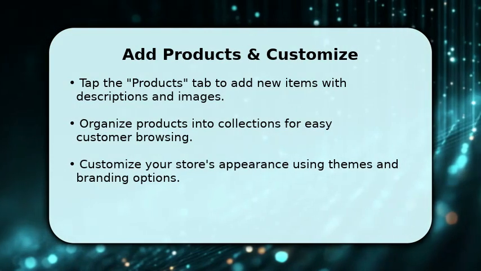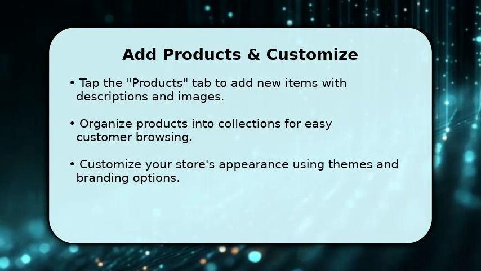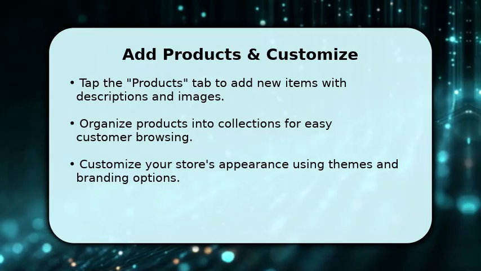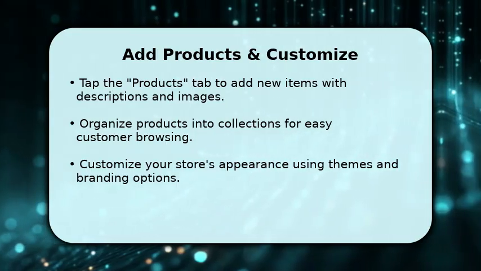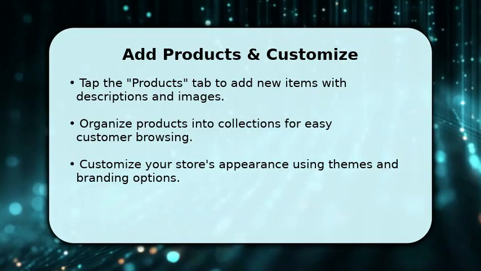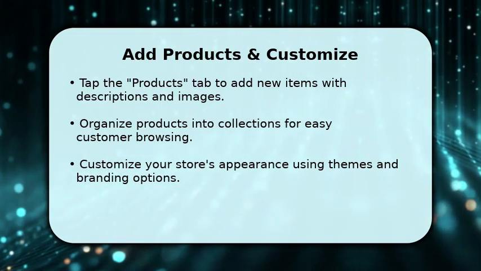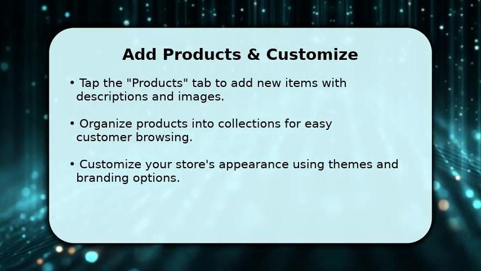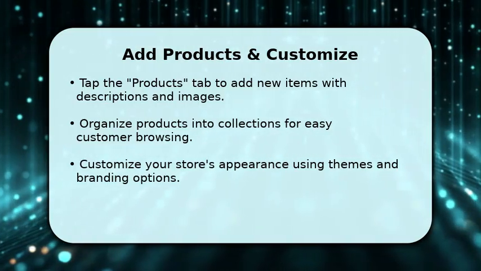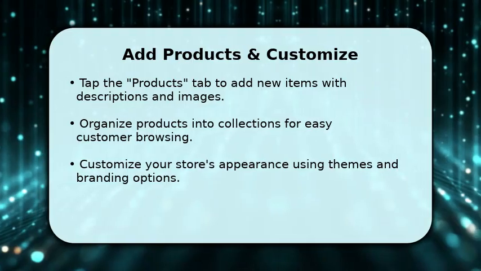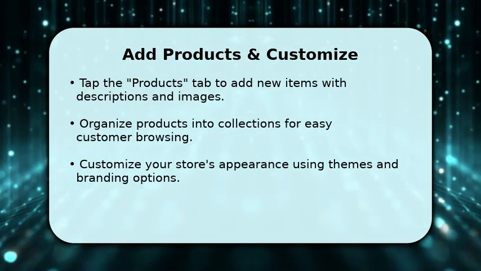Now, let's add your products. Navigate to the Products tab within the app. Here, you can add new items, including detailed descriptions, high-quality images, and pricing. Organize your inventory into collections to make browsing simple for your customers. Then, personalize your store's look and feel by choosing a theme and adding your unique branding elements.